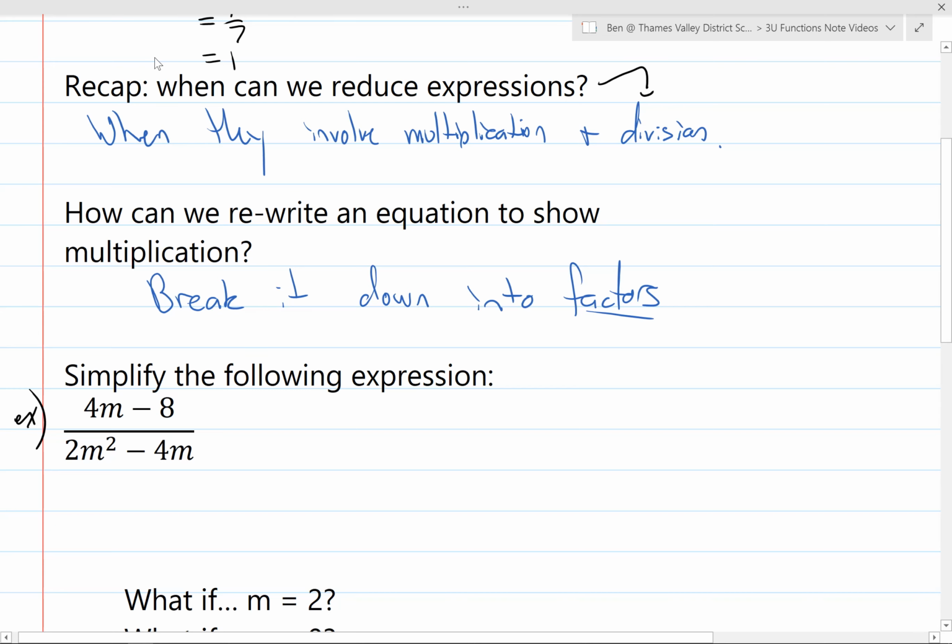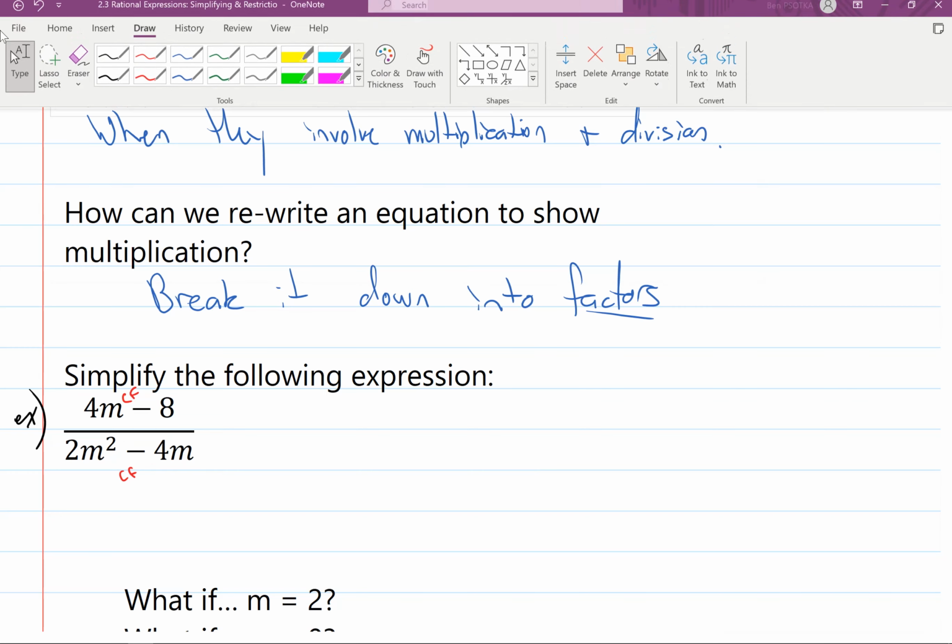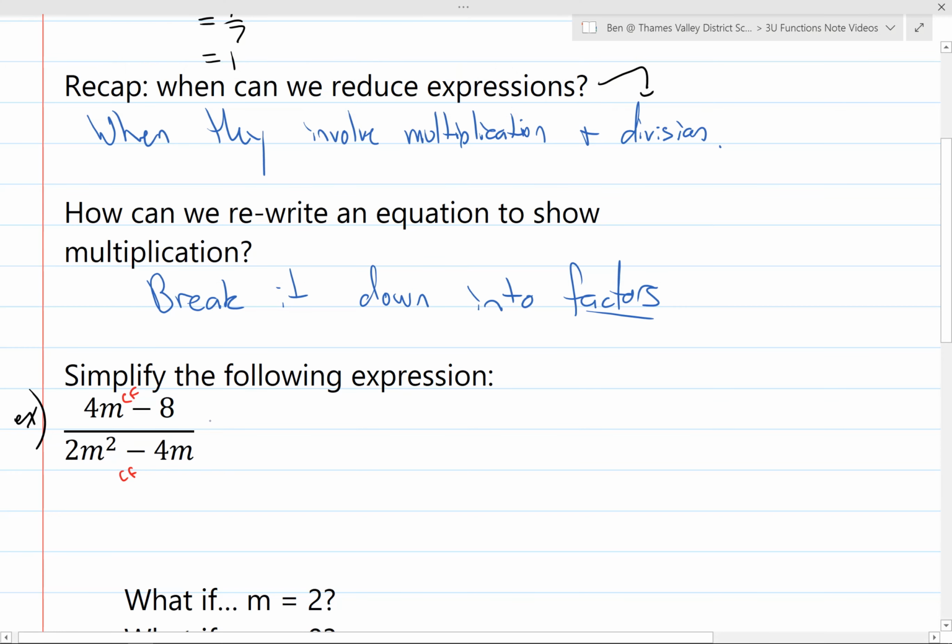I'm not going to spend too much time explaining how we factor every single expression in this lesson. You can refer to the previous videos if you're looking for that. We're just going to label them with our factoring strategy. So we'll common factor the numerator. We'll also common factor the denominator down here. We'll common factor out 4 in the numerator, leaving me with m minus 2. And then in my denominator, I can factor out a 2m, leaving me with m minus 2 as well.